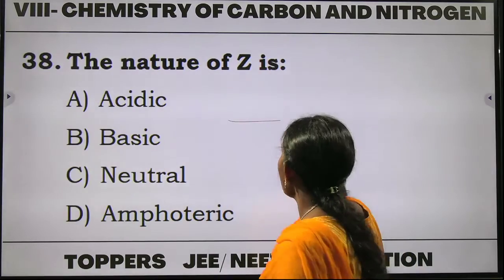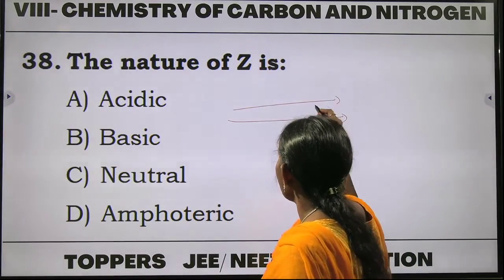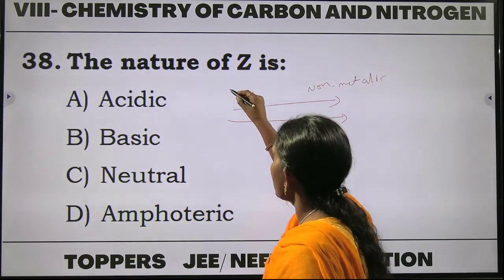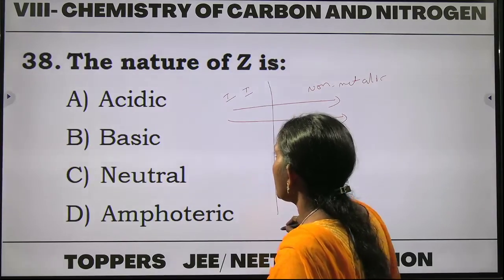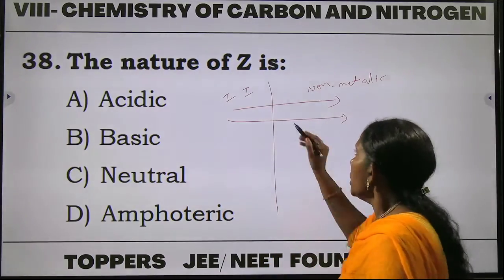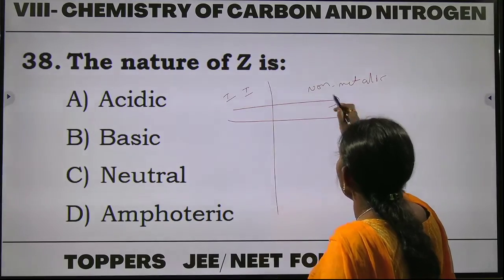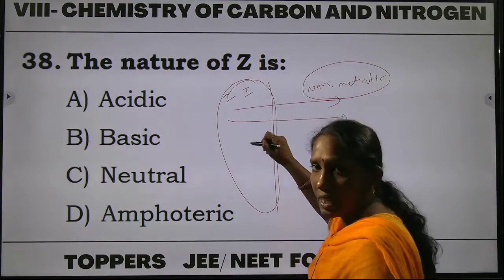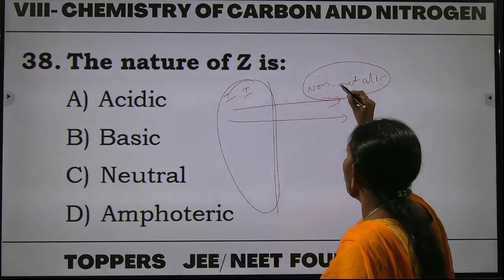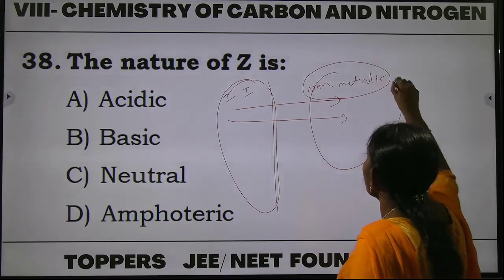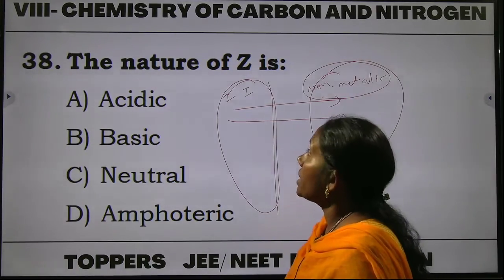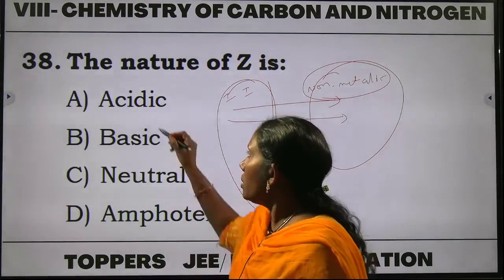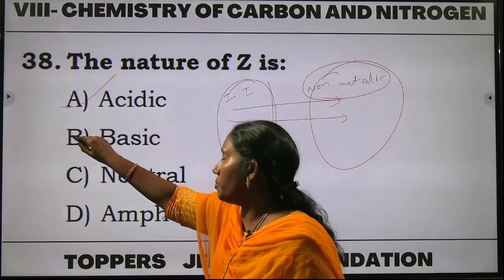Even in the periodic table, if you consider left to right, non-metallic nature increases and metallic nature decreases. First group and second group elements are strong metals, metallic in nature. As you move from left to right, the non-metallic nature increases. First and second group elements are basic in nature, and moving left to right, the acidic character increases. So those are acidic oxides. Carbon dioxide is an acidic oxide. So A, acidic oxide, not basic oxide.